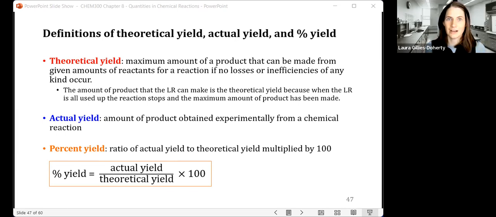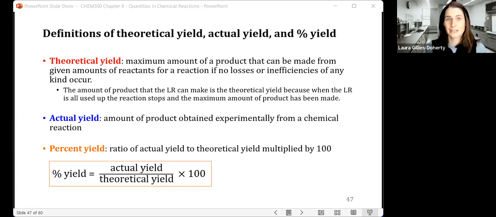You take how many points you got, divided by how many points were possible, and multiply that by 100 to find your percent. In a chemical reaction, you take how much product you actually got, divided by the total amount of product you could have gotten if you had a perfect chemical reaction, multiply it by 100 to change it into a percent, and that's your percent yield.